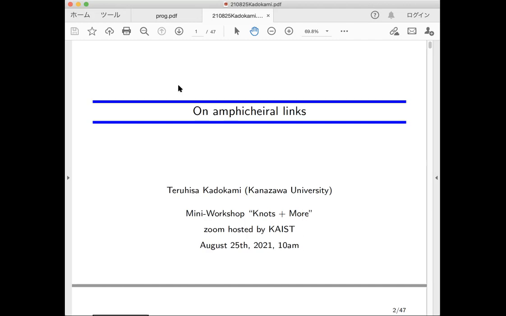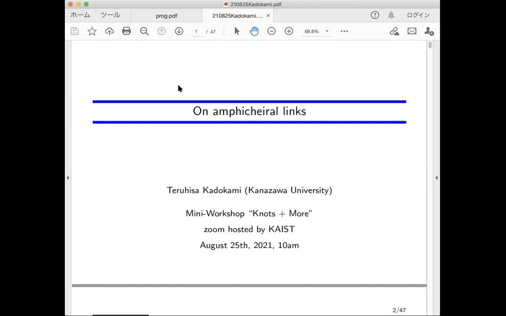We raise some basic problems. The first: determine whether a link is Amphicheiral or not. The second: study invariance of Amphicheirality. The third: is the minimal crossing number of an Amphicheiral link always even? Some answers are no in general, but yes for alternating links.